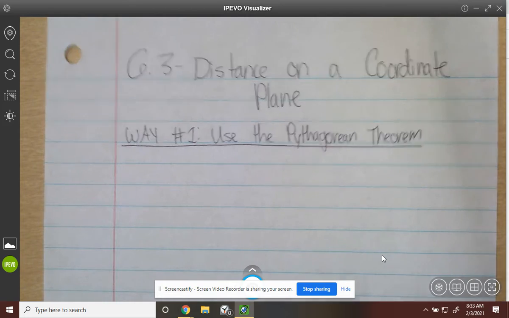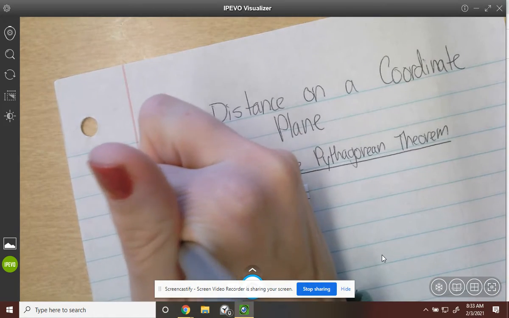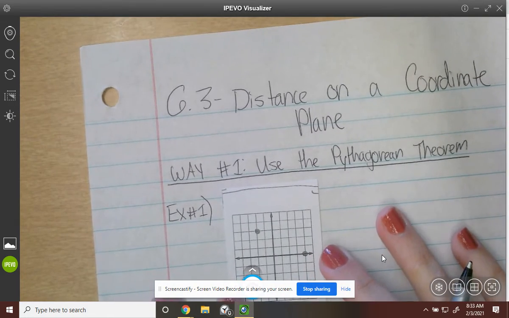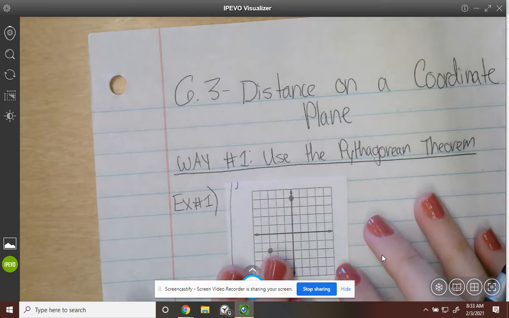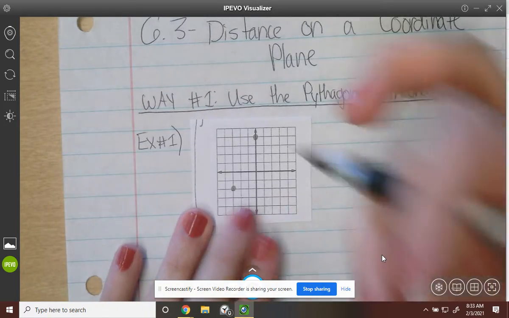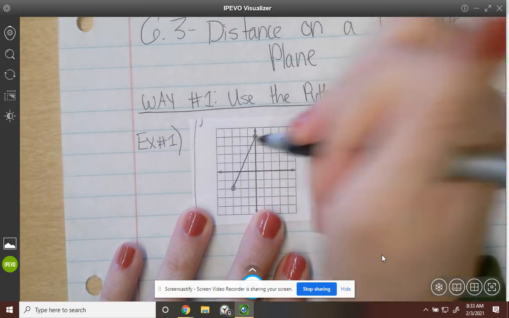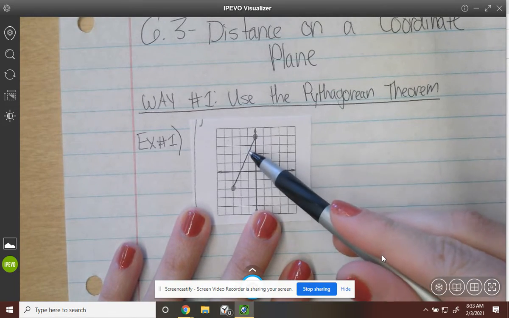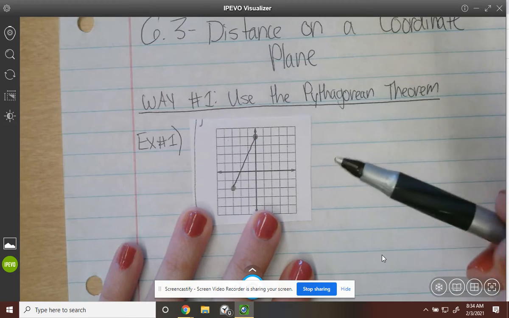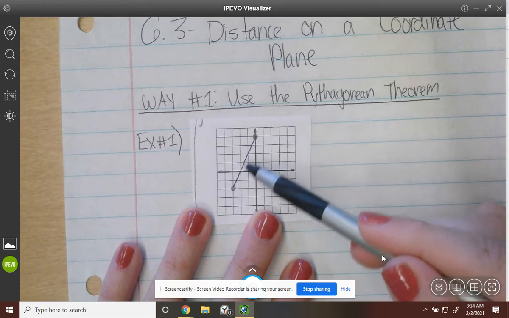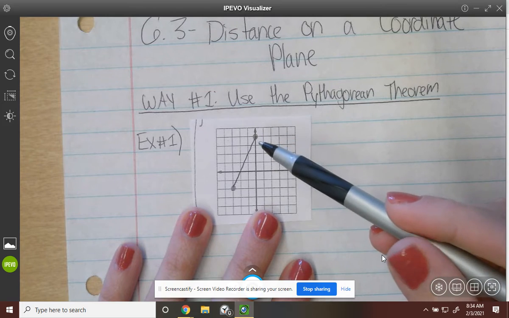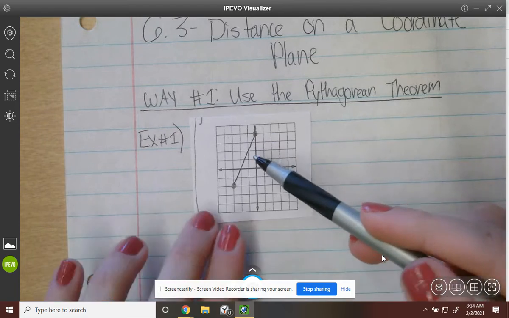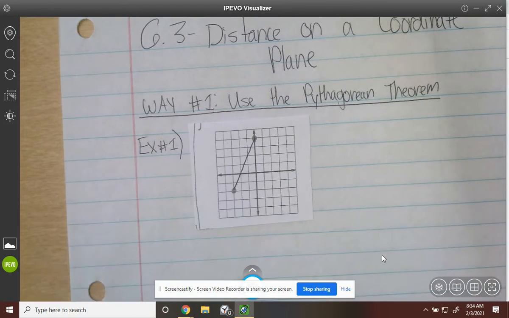So we're going to look at this graph first, which I know those of you at home don't have the graphs. Sorry. Okay, so I'm trying to find the distance between these 2 points right here. We can't count the grids and say, 1, 2, 3, 4, 5, 6. That's not how it works because they don't cross the grids perfectly evenly. So what we have to do is turn this into a right triangle.